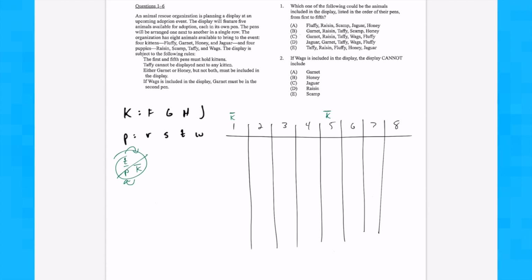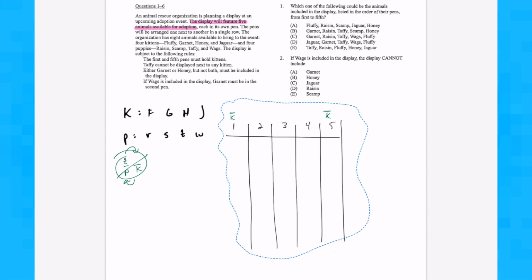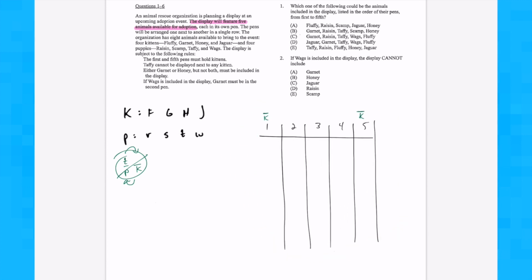Either garnet or honey, but not both, must be included in the display. Ooh, wait, okay, so I missed something. I was not reading carefully enough. The display will feature 5 animals available for adoption. So, whoops, we do not need slots 6, 7, and 8. So this might even be, oh man, are there any order clues here? There are no order clues here, and as I look at this last clue, I see a conditional statement.